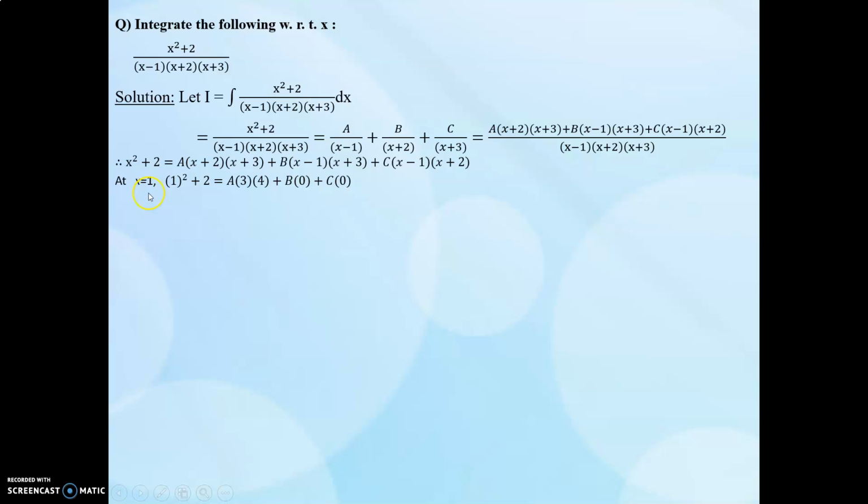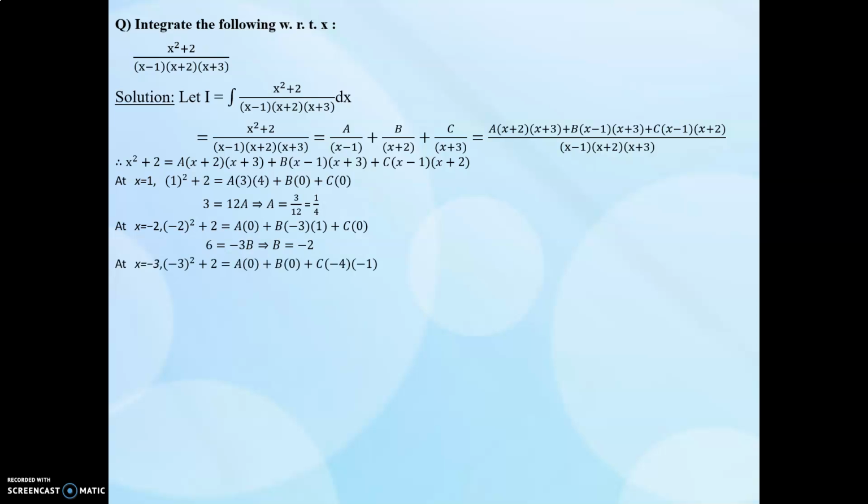So when x is equal to 1, the left hand side will become 1 square plus 2, that's equal to a into 3 plus 4. Remaining terms will become 0. So from that you will get a is equal to 1 upon 4. Similarly, put x is equal to minus 2 in this equation. Then we will get minus 2 square plus 2, that's equal to b into minus 3 into 1. So from that you will get b is equal to minus 2. Similarly, when x is equal to minus 3, you will get minus 3 square plus 2, that's equal to c into minus 4 into minus 1. From that you will get c is equal to 11 upon 4.